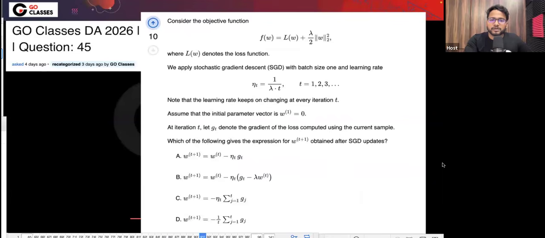Okay, now let's move to the next question. So let's see this question. This question was related to the stochastic gradient descent method. So let me just try to tell you what this question is saying.